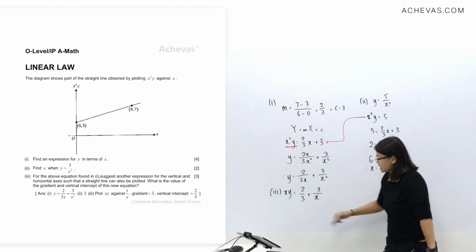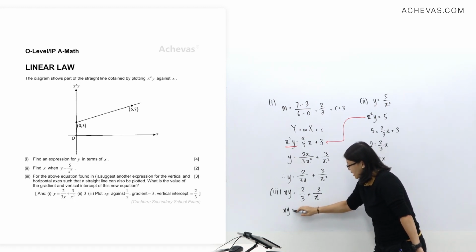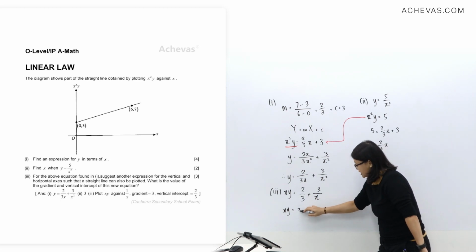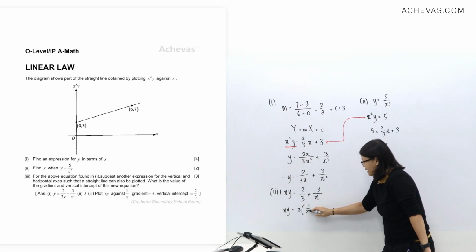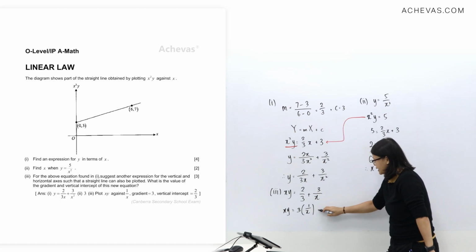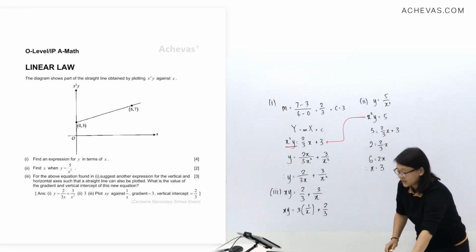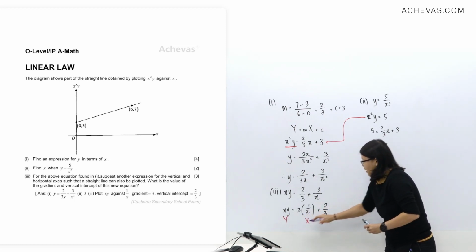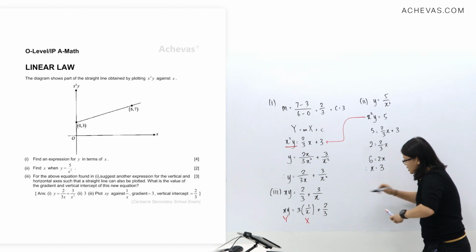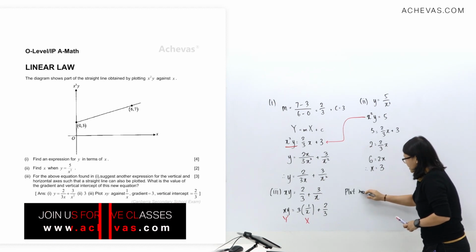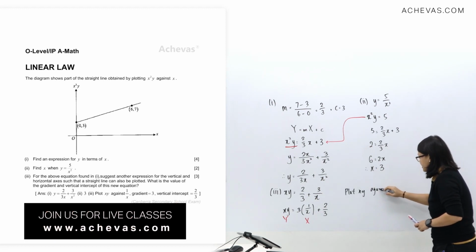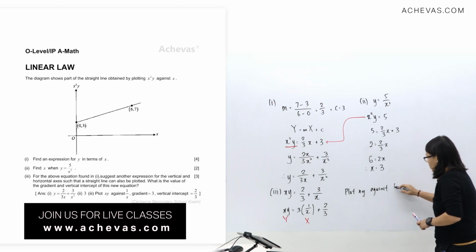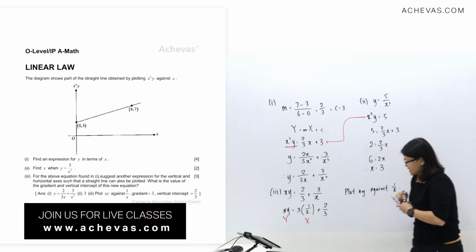Now I'm going to rewrite this one again so that it's clearer for us. So I rewrite this one as 3 multiplied by 1 over x. And I move this one behind, plus 2 over 3. So what you can see now is that I will plot xy against 1 over x. Let me write down here. So we can plot xy against 1 over x.